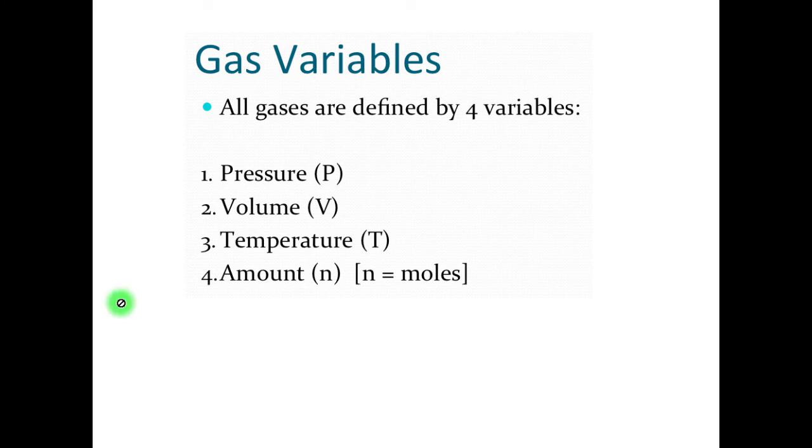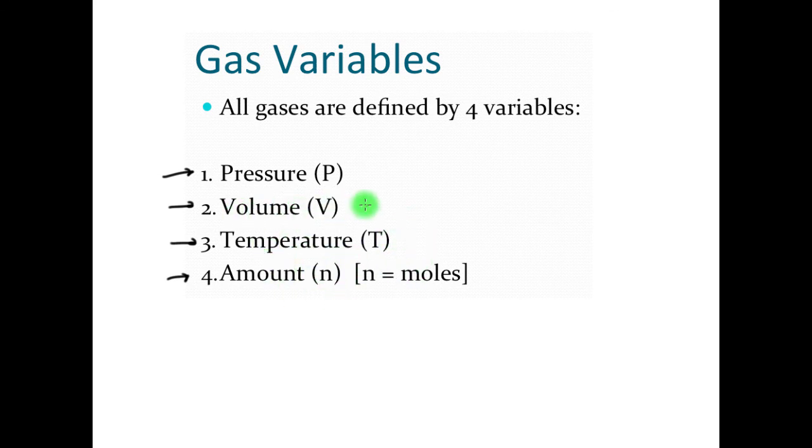All right, now, when we talk about gases, we need to talk about some various types of variables that we're going to see with our gases. We need to talk about pressure, volume, temperature, and how much gas. You're going to see me talking about all of these variables quite a bit. We're going to see how pressure changes, what effect it has on volume, and what effect it has on temperature, and how much gas you have in the container.